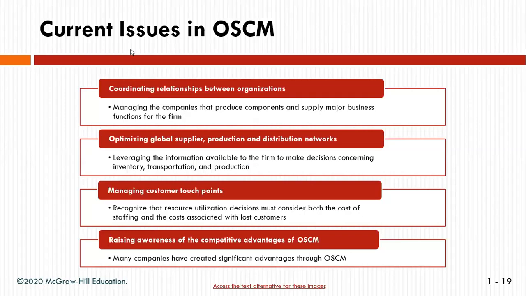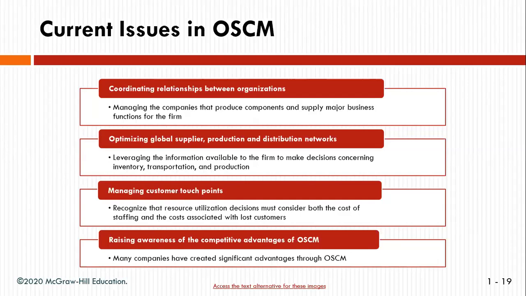Now, current issues in OSCM, which is the cool stuff about it, and people are working on it, trying to get an edge on these, is coordinating the relationships between organizations. There are lots of products, and you get them from so many suppliers, or the supplier gets it from someone else. There are stages in it, and you could fit between all these stages, or you could be the end stage where you provide to the customer. So the coordination between these organizations is very important.